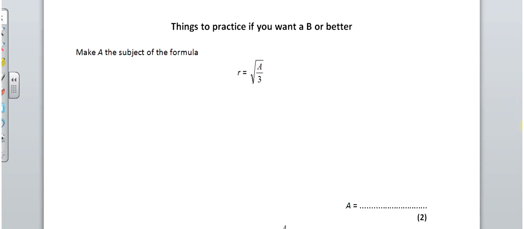Okay, now it's going to get a bit harder. So we're going to rearrange this formula here to make A the subject. At the moment, R is the subject. So the first thing to deal with is the square root sign, and the opposite of square rooting is squaring, the inverse. And so that is our first step. And then we're going to have to get rid of the divide by 3, and we do that by multiplying by 3. So 3 times R squared equals A. And that's our answer. A is 3 times R squared.